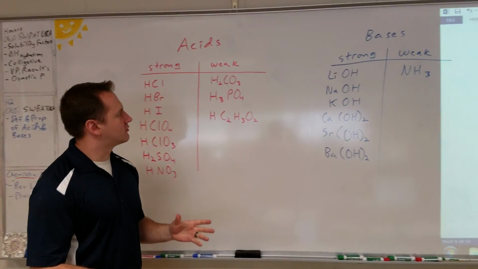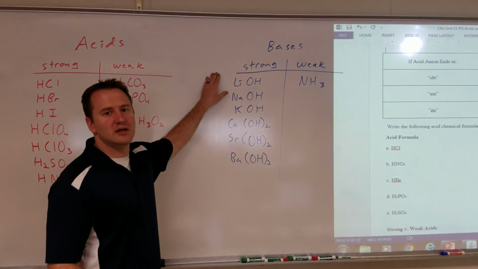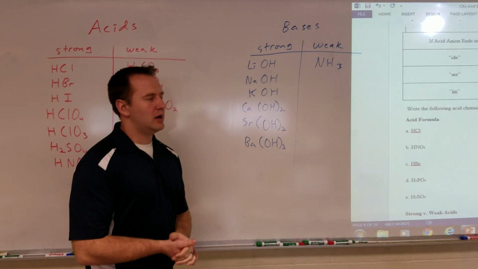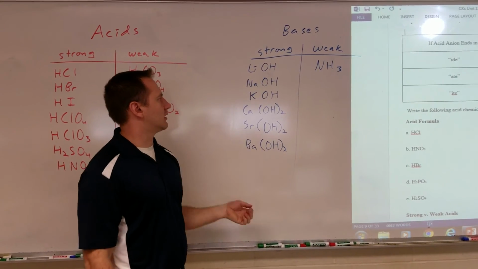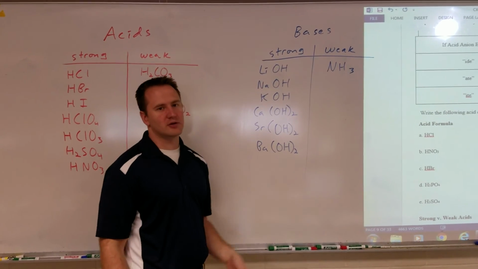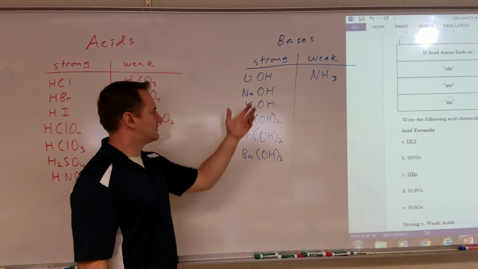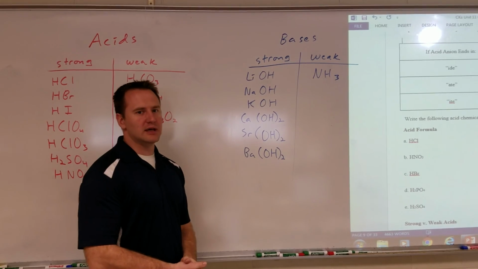Then for the bases, it's really easy because all you do is say the name like you normally would. Lithium hydroxide, just like you're naming any ionic compound. Sodium hydroxide, potassium hydroxide, calcium hydroxide. You just say the name of the metal cation, and then say hydroxide, which would be the anion.